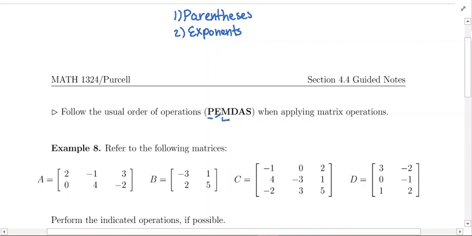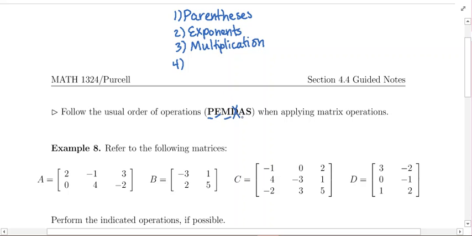Then, if you're working with just numbers, you would do multiplication and division together from left to right. If you notice, we haven't talked about matrix division. There is something that's kind of matrix division, but it's not what you think. So we're going to disregard division here. We're just going to say multiplication comes next. Then, as far as numbers go, you do addition and subtraction together from left to right.